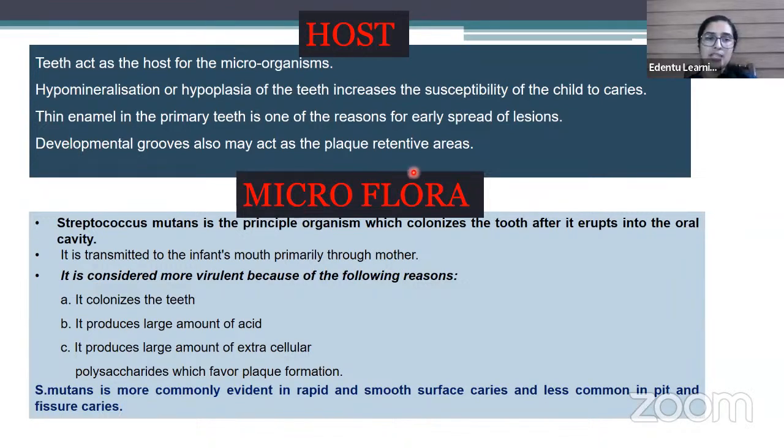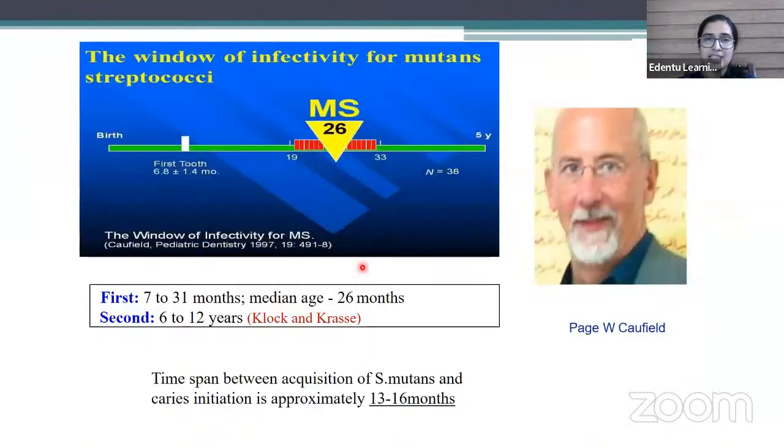Talking about the microflora, Streptococcus mutans is considered the principal organism to colonize the tooth once it erupts into the cavity, and it is transmitted to the infant's mouth, primarily from the mother. If you could remember, we have vertical transmission and horizontal transmission, all of which are part of this microflora. Mutans streptococci is considered the most virulent because of its colonization of the teeth. It produces a large amount of acid, and it produces a large amount of extracellular polysaccharides as well. So just have an idea regarding the same.